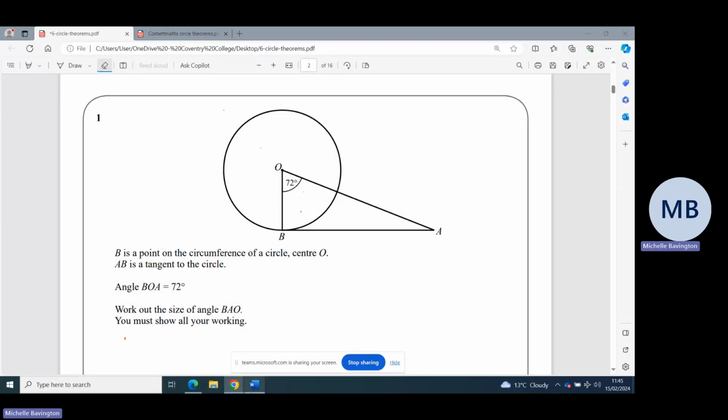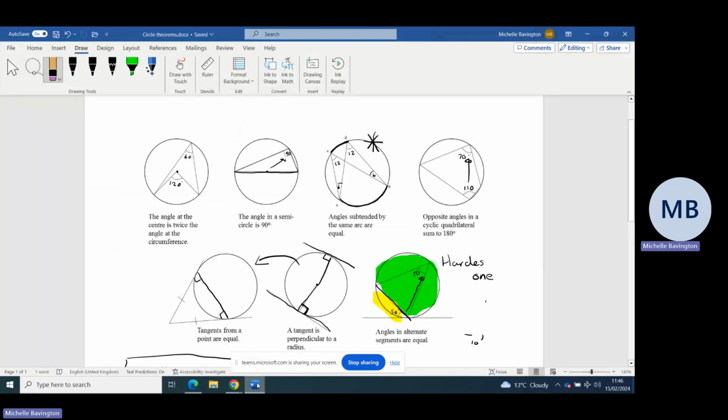So today I'm looking at circle theorems, which is higher tier only. Okay, so let me turn off my camera and share my screen with you, and we'll get straight into it. But first of all, I want to show you this.